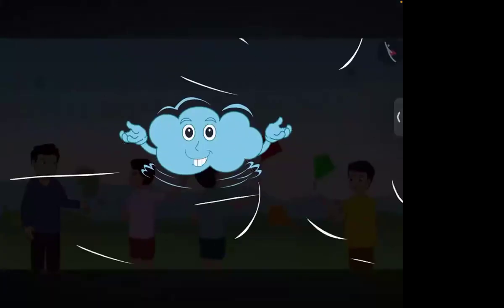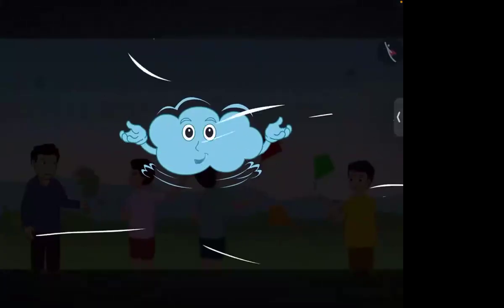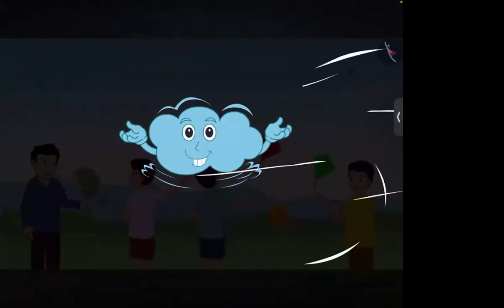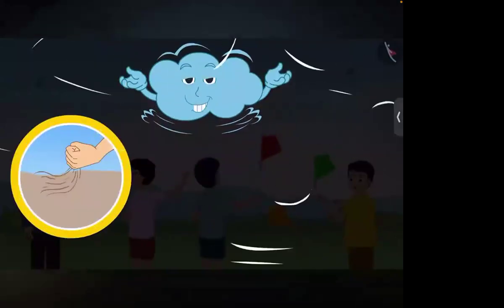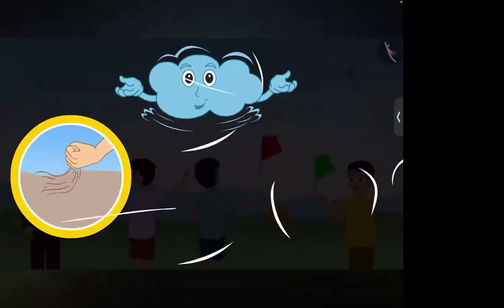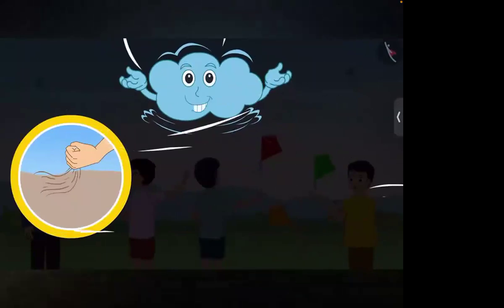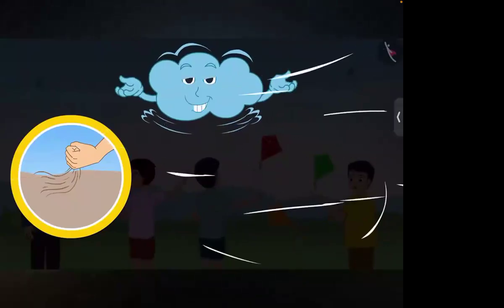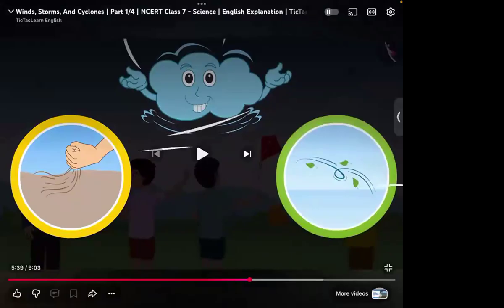So friends, what do you think about this? How will you find out about the direction of my flow? Let me tell you one way. Pick a handful of sand from the ground. Now slowly release it back to the ground. While falling, the sand will flow in a direction. That will be the direction of my flow. This is easy to identify, right?